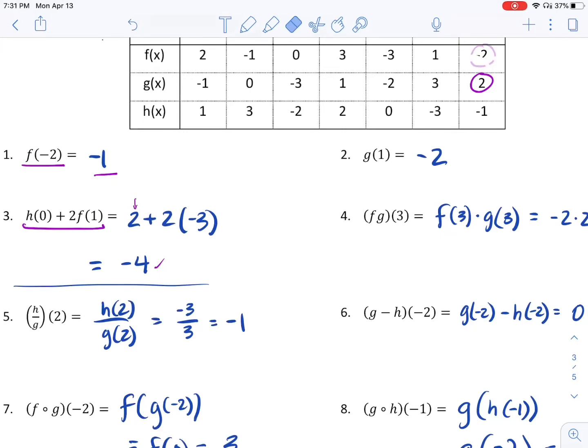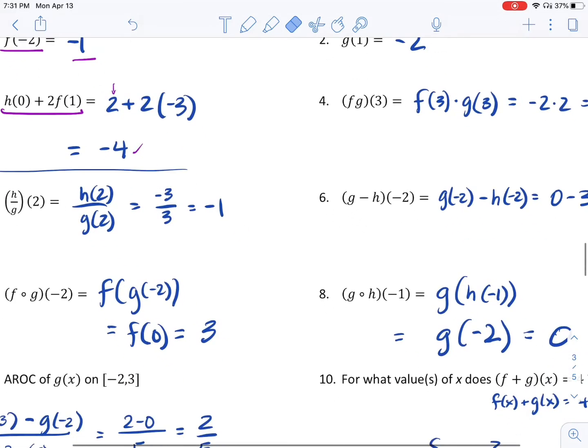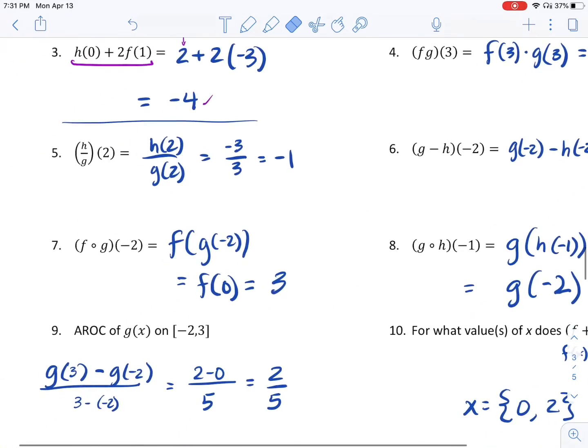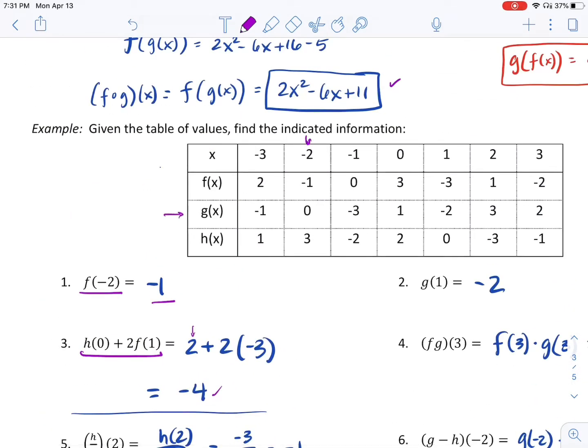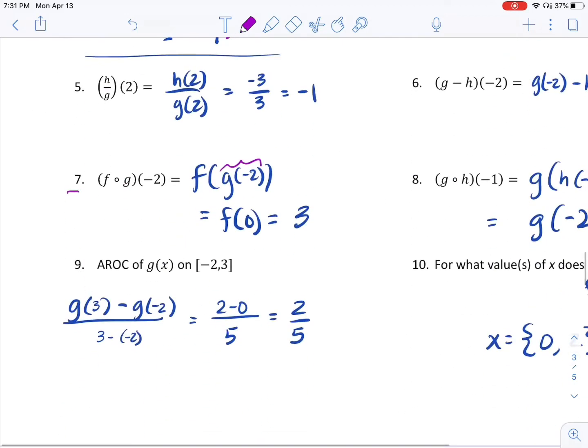I'm going to skip number 5 and number 6 just because they're fairly straightforward, and go immediately to number 7 here, f of g of -2. By the definition of function composition, I first should find g of -2, and whatever that output is, use that as the input for f. So g of -2, that would be 0. g of -2 is equal to 0, so that's my input for the f function. So I'm finding now f of 0, that's equal to 3, and that's what I should get as my value for f of g of -2.